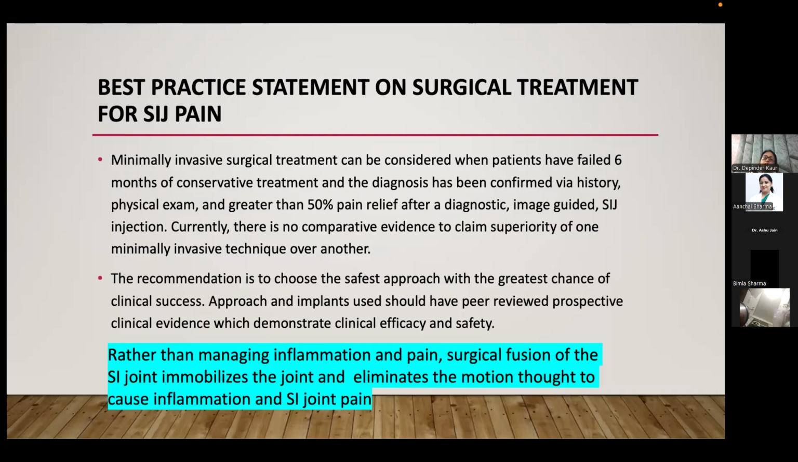I will not touch the surgical part, but ultimately, nowadays surgery is also evolving. Only those candidates who are not getting relief with conservative care and diagnostic injections, even after 6 weeks or 6 months, can proceed to surgical treatment of SI joint pain. The only recommendation is that we should choose the safest approach with the greatest chances of clinical success. Till now, no comparative study has been done to claim which approach is better for the minimally invasive technique, though there are more studies in favor of the lateral approach.